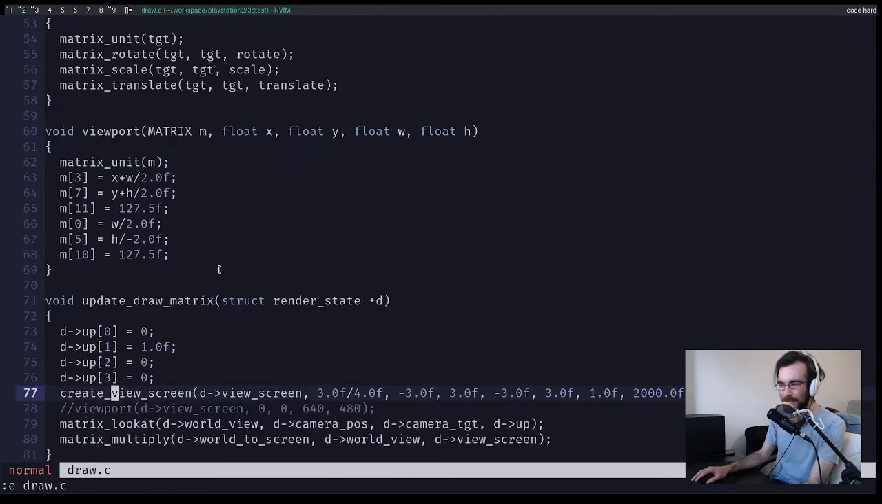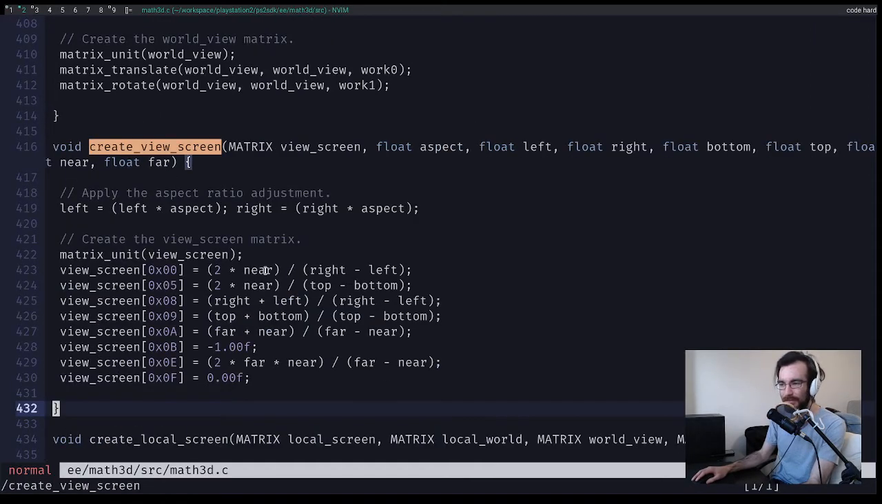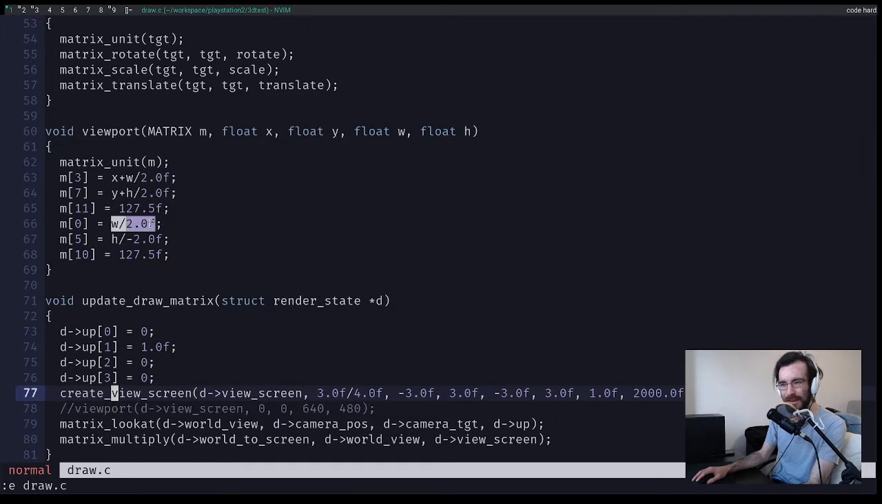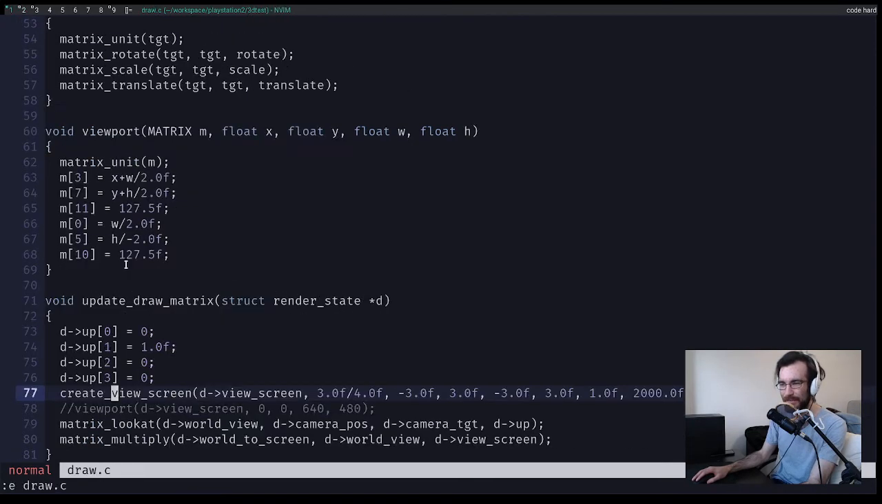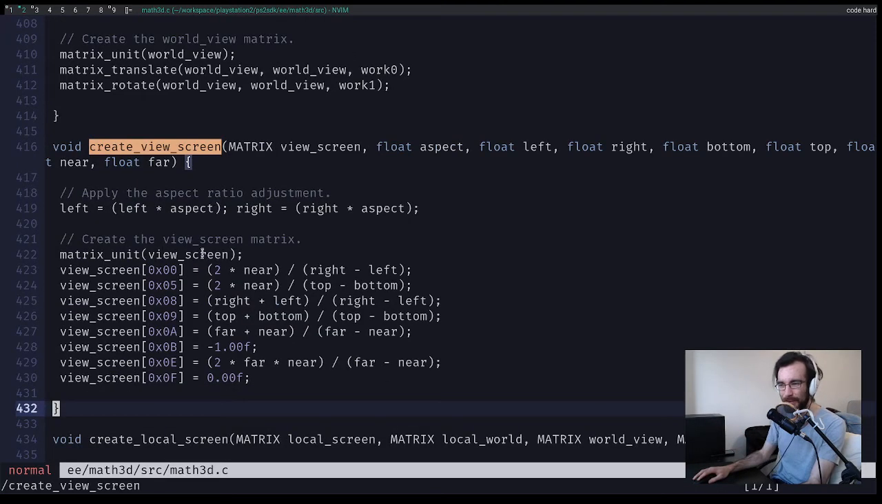So 0, 2 times near over right minus left, or width divided by 2. Oh no, I know what the difference here is. I'm just taking the width and doing something with the midpoint, whereas this is calculating the width by subtracting left from right.